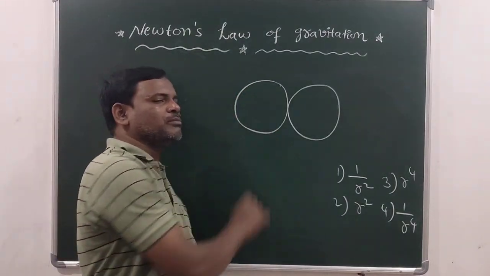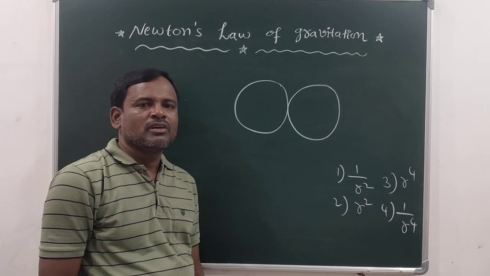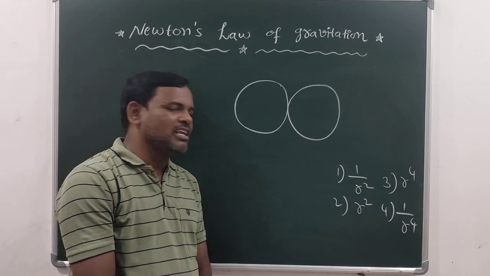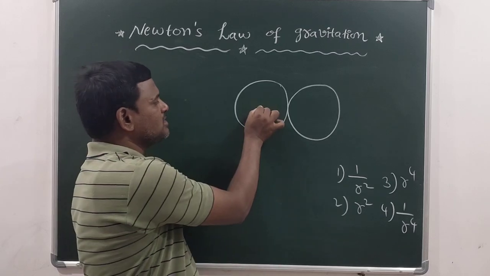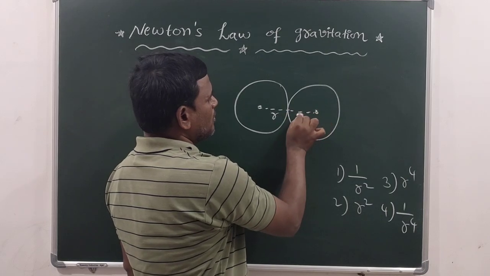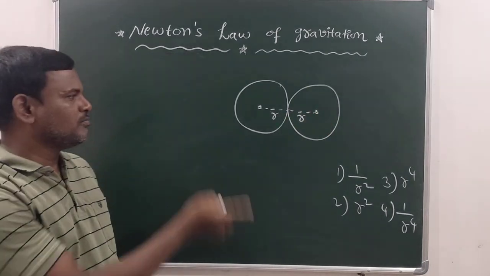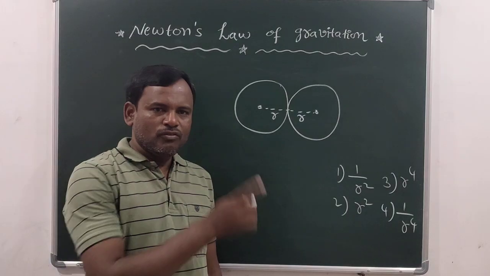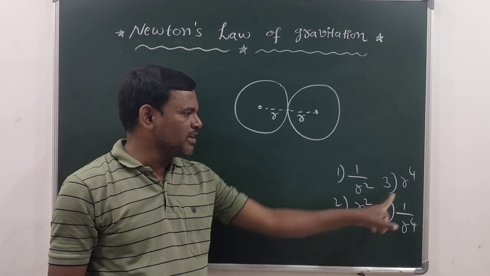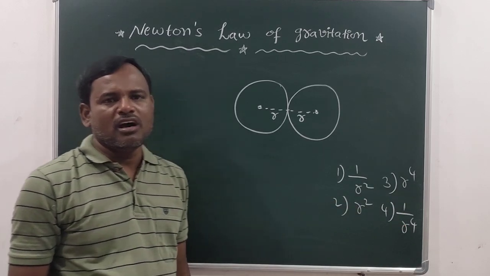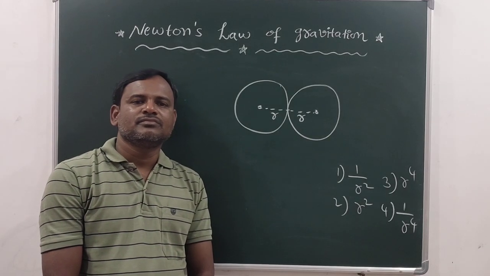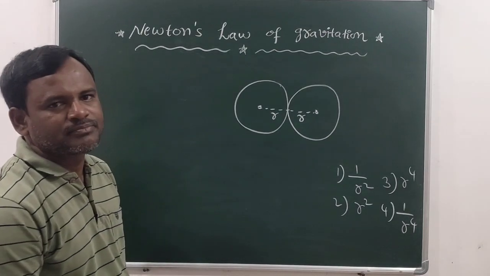There are two identical objects made with the same material touching externally and also having radius small r. Then tell me, what is the force of attraction? Is this directly proportional to 1 by r square or r power 4 or 1 by r power 4? How do you answer this question? Now let us see that.